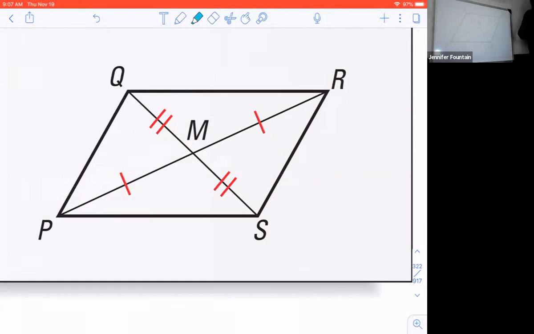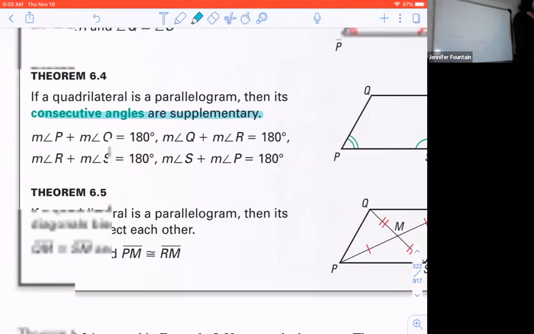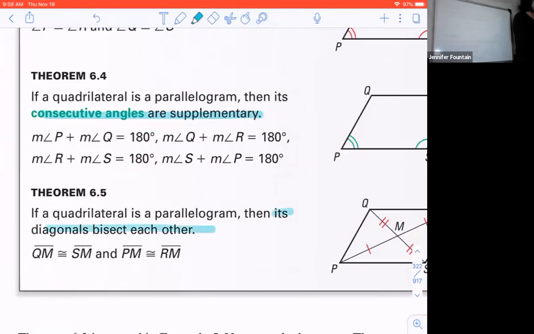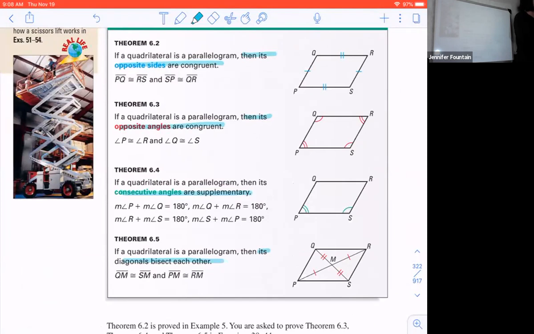So again, if I know that, then I can say, I know these two are congruent. I know these two are congruent. So if I know the measure of one, I know the measure of the other. If I know the measure of one, I know the measure of the entire length of the diagonal as well. So, four things: if a quadrilateral is a parallelogram, opposite sides are congruent, opposite angles are congruent, consecutive angles are supplementary, and diagonals bisect each other. Those are four very important things that you need to memorize.